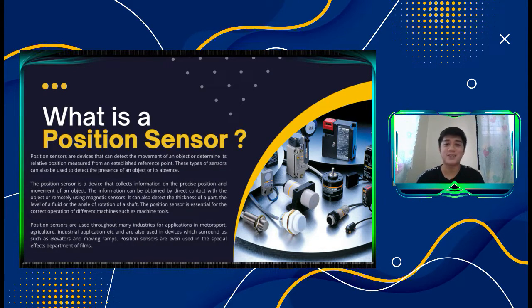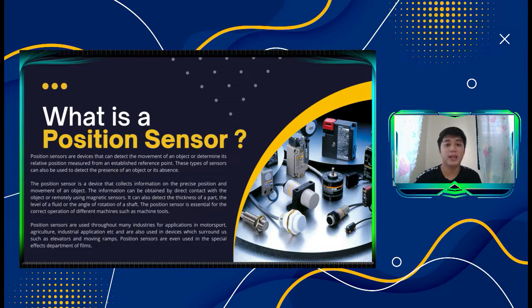Position sensors are devices that can detect the movement of an object or determine its relative position measured from an established reference point. These types of sensors can also be used to detect the presence of an object or its absence. So the position sensor is a device that collects information on the precise position and movement of an object. The information can be obtained by direct contact with the object or remotely using magnetic sensors.